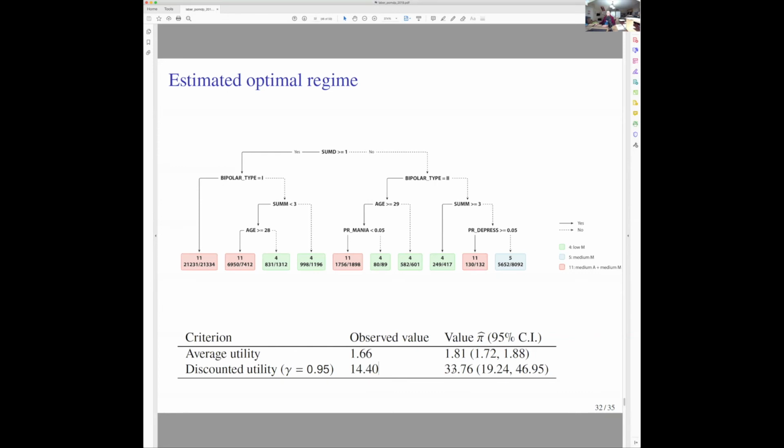So again, it's significantly better, but it is harder to talk about these units in a way that's clinically meaningful because they're discounted and cumulative. So the average utility is in some ways easier to think about clinically.